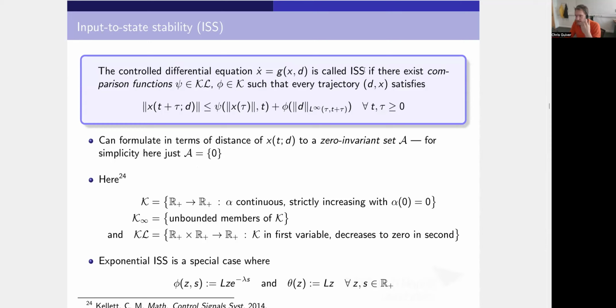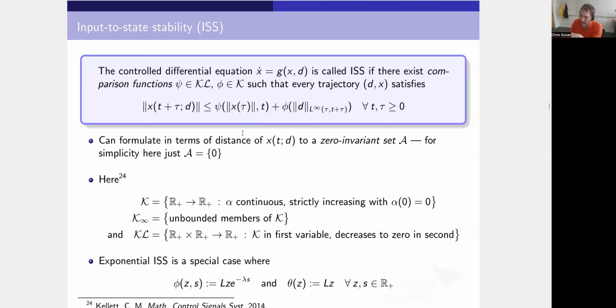So it's called input state stable, or ISS, if there exist comparison functions, psi and phi, such that I can bound trajectories or state trajectories as follows, right? I can get a contribution from earlier states or the initial state, which decays in time, t, and a contribution from the input or forcing term.